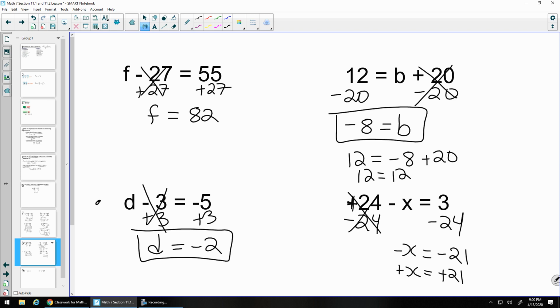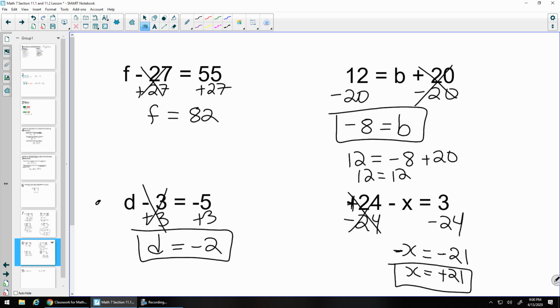You have to be able to remember integers right now as well. But the opposite of a negative is a positive. So if I have negative x, the opposite of that is positive x. That's what I'm trying to find. So the opposite of negative 21 would be positive 21. So I got x, and positive x is just x. X is equal to 21.